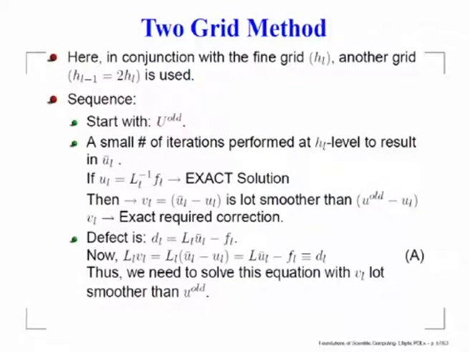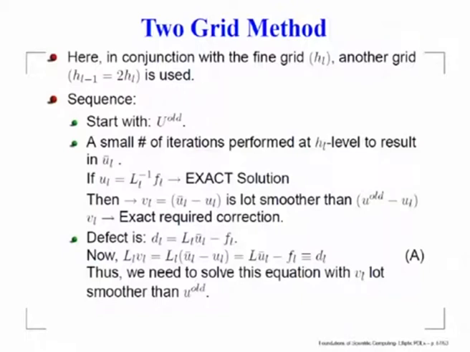The way we would be working is, we start with some kind of an old guess that we call U superscript old. Then what do we do? We do a small number of iterations on the finest grid itself, at the HL level. What will happen? We have seen that if we do under relaxation, we can remove the high wave number component. What does the high wave number component do?